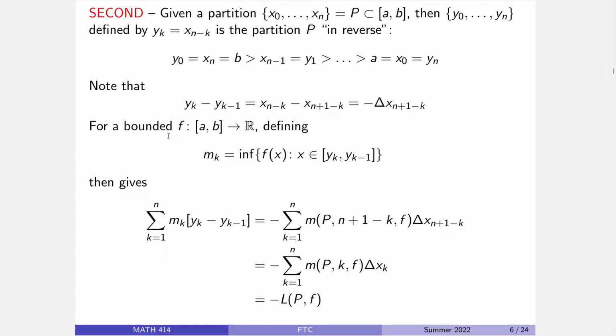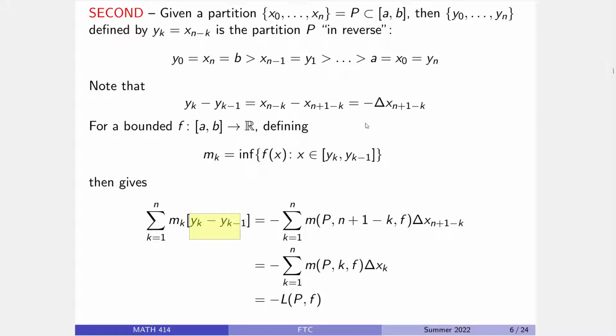Likewise, for any bounded f, I can then look at m sub k, the infimum of f on these intervals here. And now note, because the y sub k's are descending rather than ascending, I need to have this swapped. But I can still talk about the infimum on this set. But note, this interval right here would be the corresponding interval here, which means this m sub k would just be the infimum of f on the n plus 1 minus k subinterval of the partition P.